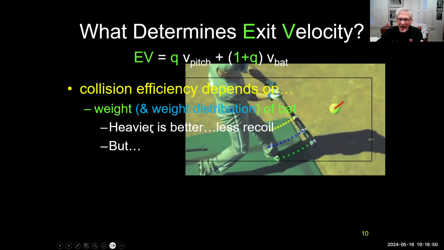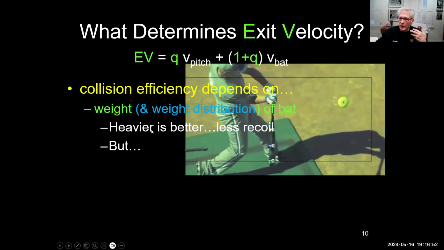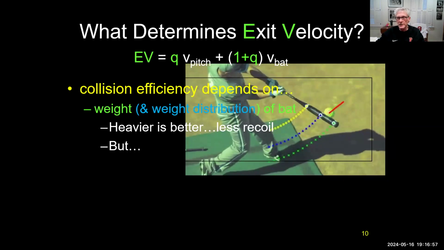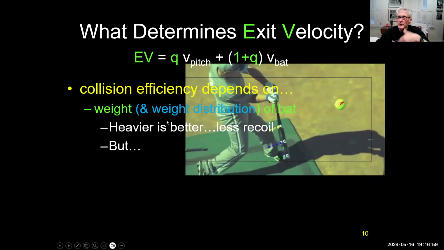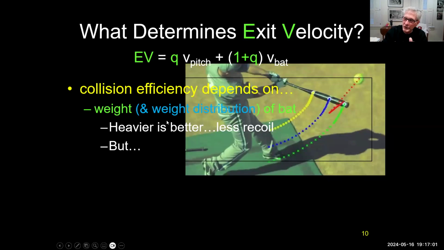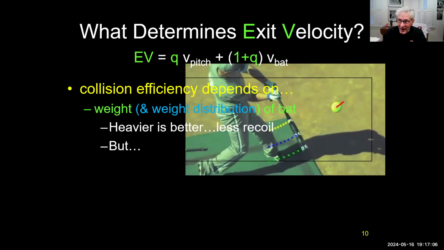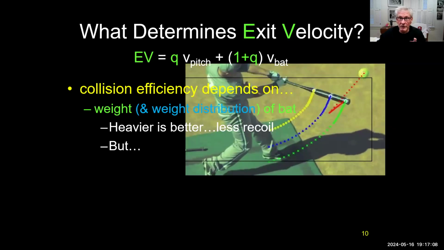The heavier the bat, the less that bat is going to recoil. The lighter the bat is, the more it's going to recoil, or slow down in the case of a swung bat. And that all represents energy that the ball transfers to the bat, so it represents energy lost to the ball. So heavier is better from the point of view of this collision efficiency.